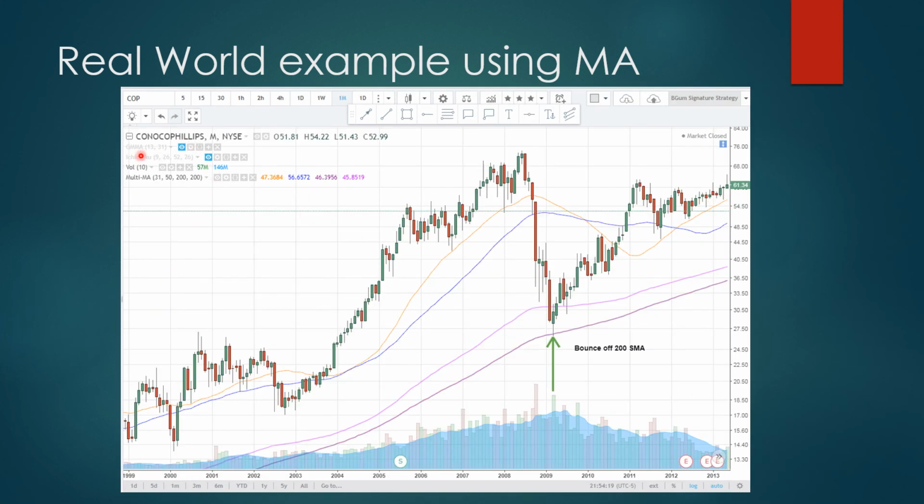Additionally, here is one on ConocoPhillips. We're looking at the monthly chart here. The last one was on the daily. Notice here how the 200 SMA, we bounced off of that perfectly with a pin bar candle, and we moved higher. And you notice that this is from 27 all the way up to 60. So this is more than double return over a few years. I'll take that kind of trade any day of the week.